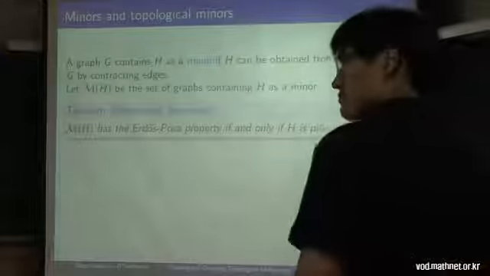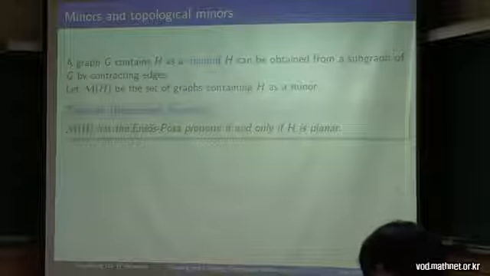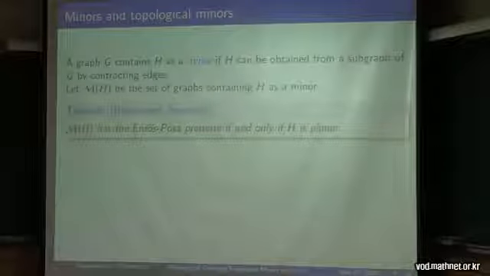Okay, so let's go back to Erdős and Pósa's result. This result was generalized by Robertson and Seymour in terms of graph minors. We say a graph G contains another graph H as a minor if H can be obtained from a subgraph of G by contracting edges. Now I write the set of graphs containing H as a minor as M(H). And Robertson and Seymour proved that M(H) has the Erdős-Pósa property if and only if H is planar. So it gives another characterization of planar graphs. And it also generalizes Erdős and Pósa's result, because the set of cycles is the case when H is just a loop.